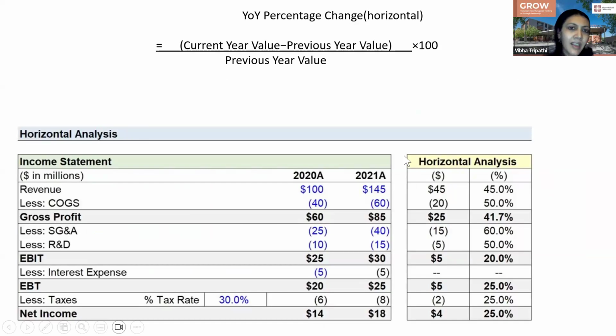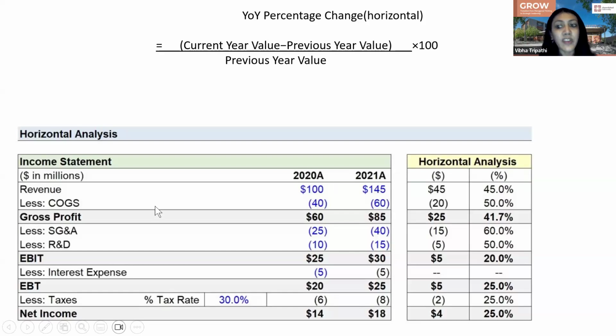It's very simple math. You do current year's value minus last year's value, divided by last year's, multiplied by 100. But when you do this, there is a magic that happens that gives me a vision of what's happening to my company. I've just taken a very simple example. Last year, my company had 100 rupees of sales. This time it's 145.